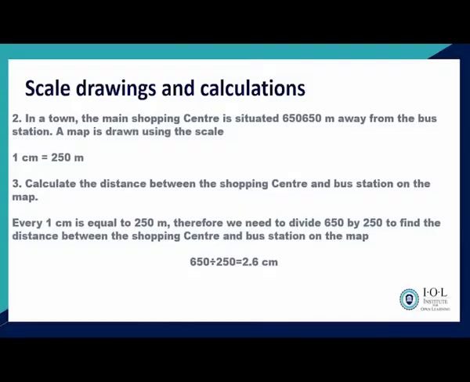So every centimeter equals 250 meters. Therefore you need to divide 650 by 250 to find the distance between the shopping center and the bus station. That means 650 divided by 250 gives us 2.6 centimeters. So you should know how to work out these scale drawings very well.